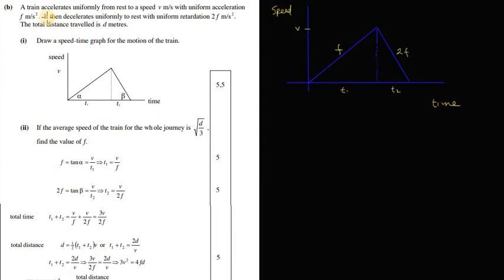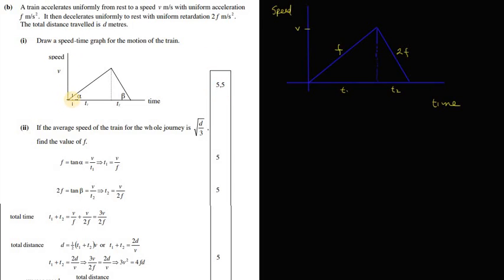The second part of the question says that a train accelerates uniformly from rest to a speed of v with a uniform acceleration of f, and then decelerates uniformly to rest with a uniform retardation of 2f. The total distance travelled is d, and draw a speed time graph. There are 10 marks given in this question, probably because when they were doing the marking scheme in the actual test in 2009, a lot of people probably did poorly in this, so they reallocated 5 marks up here, we guess, because it's unlikely to get 10 marks for a speed time graph.